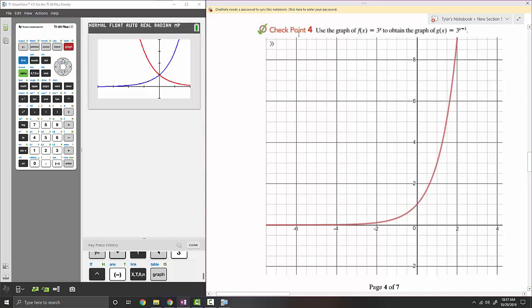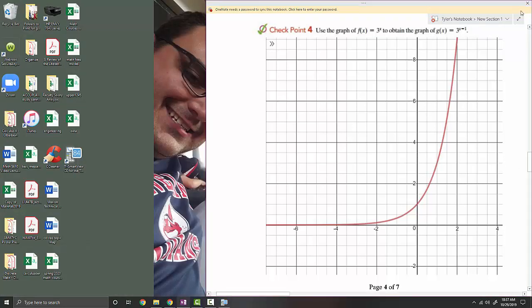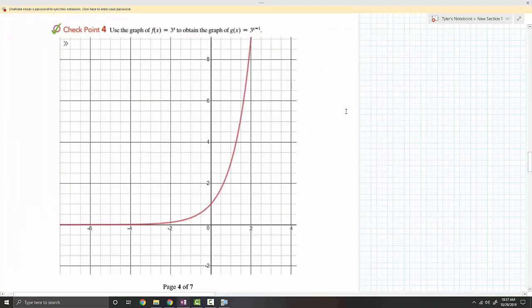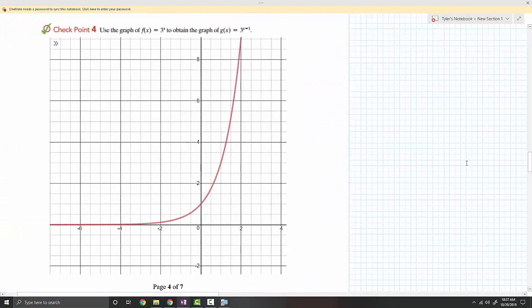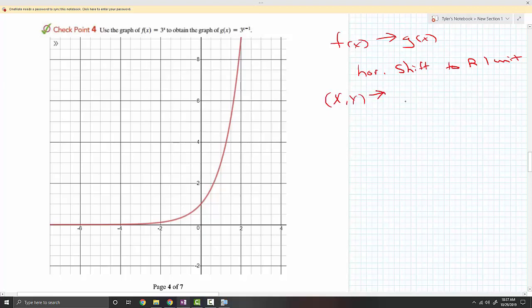Let's see. I'm just going to go ahead and get rid of the graphing calculator for now and make some more room. All right. So what we should notice, going from f of x to g of x, is that we have a horizontal shift to the right 1 unit. So in other words, if we have a general point x, y in f of x, this becomes x plus 1, comma y, in g of x.